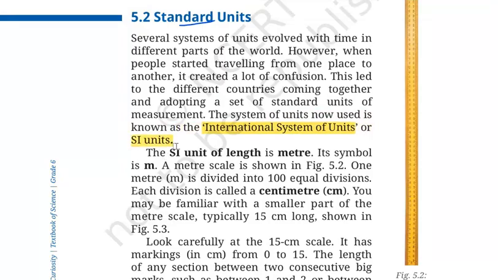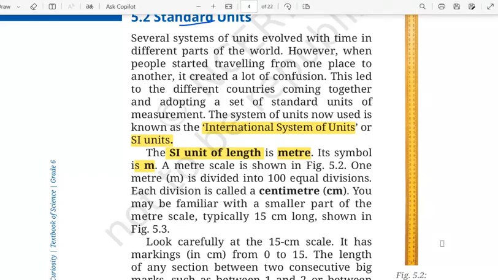So the SI unit of length is meter. What is the SI unit of length? It is meter. And what is the symbol we use for meter? It is small m. So whenever you are going to measure length, suppose you're writing 1 meter, 2 meter, 3 meter, you write it with a small m. A meter scale is shown in figure 5.2.